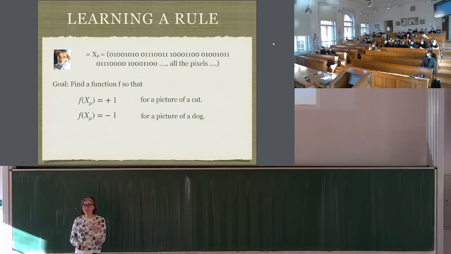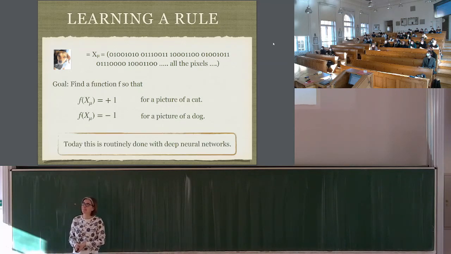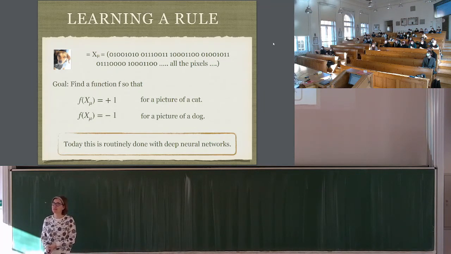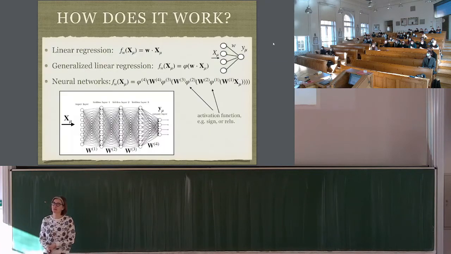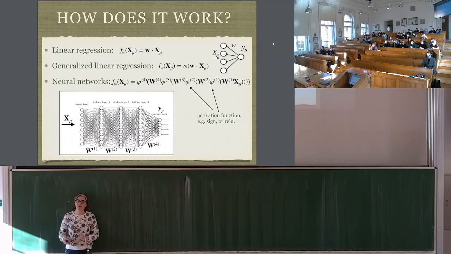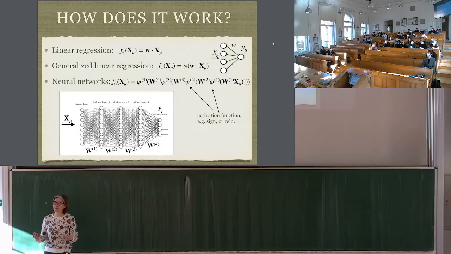When you think about it this way, you're like, okay, how do I go about that? That sounds complicated. But we can do it very, very routinely today using something that is called deep neural networks. And deep neural networks, okay, they are called deep, but there's nothing really deep behind them. It's just a very basic ansatz, like a guess form of how this function looks like.